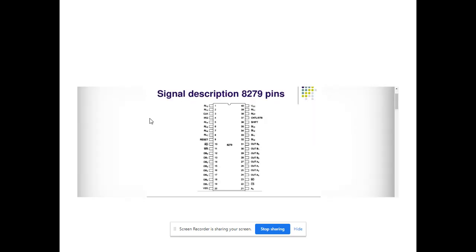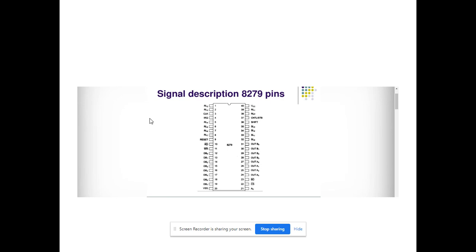Today we will learn the 8279 keyboard display controller. As we know, the 8085 microprocessor has several peripheral devices that are to be connected, and these devices are controlled through various types of controllers. For example, we have already studied the 8255, that is the PPI, programmable peripheral interface, a general interface to connect various input output devices. Today we will learn the 8279.